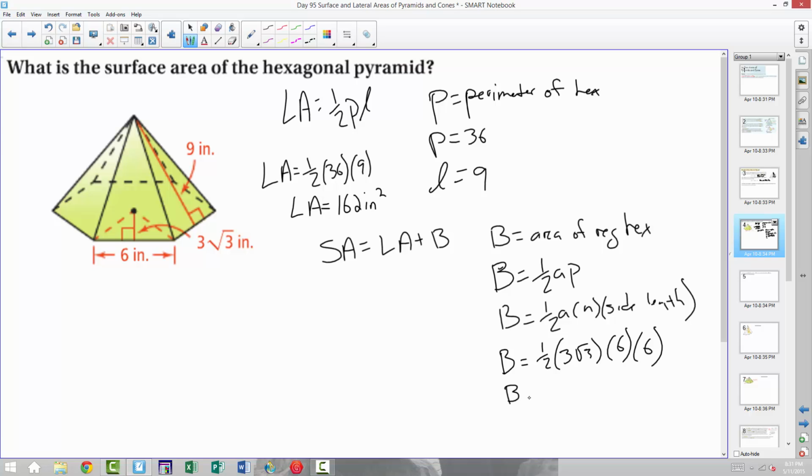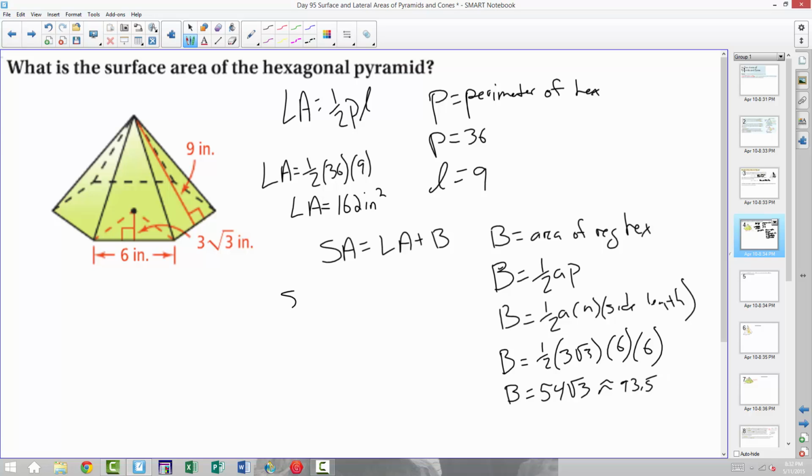So I have 6 times 6 is 36. Half of 36 is 18. 18 times 3 is 54. So it's 54 square root 3 is my area of the base. Now we can convert this to a decimal equivalent, which is about 93.5.